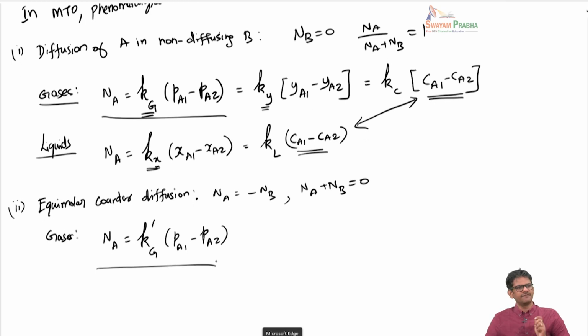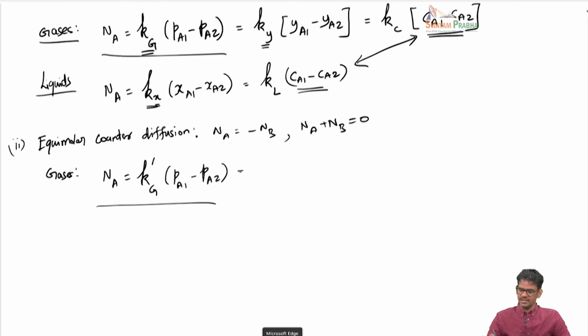I am only making a differentiation between the mass transfer coefficient Kg versus Kg prime because I want to distinguish between different kinds of mass transfer modes here. One is diffusion of A in non-diffusing B, the other is equimolar counter diffusion. Similarly, we can write Ky prime and Kc prime.